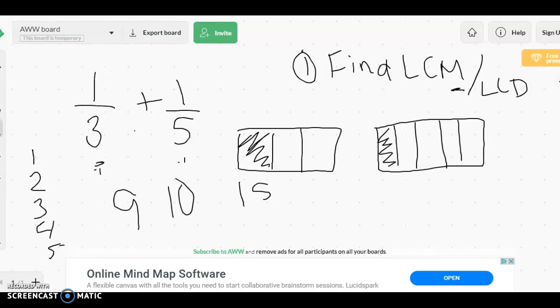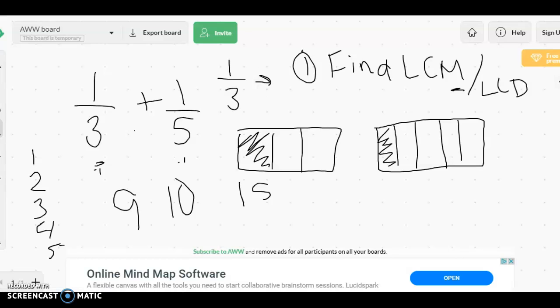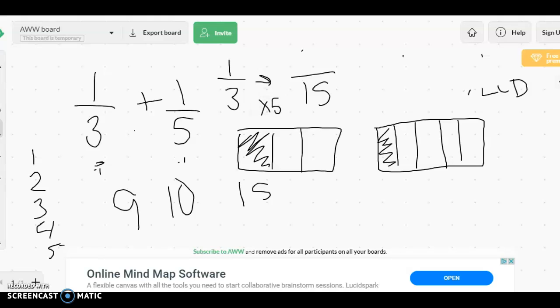So basically now, our 1/3 needs to get to something over 15. I'm going to make a little bit of space over here. So blank over 15. And we talked about this a little bit, guys, and this might be a review for some of you. What number am I going to multiply 3 by to get to 15? 3 times 5, good, equals 15.